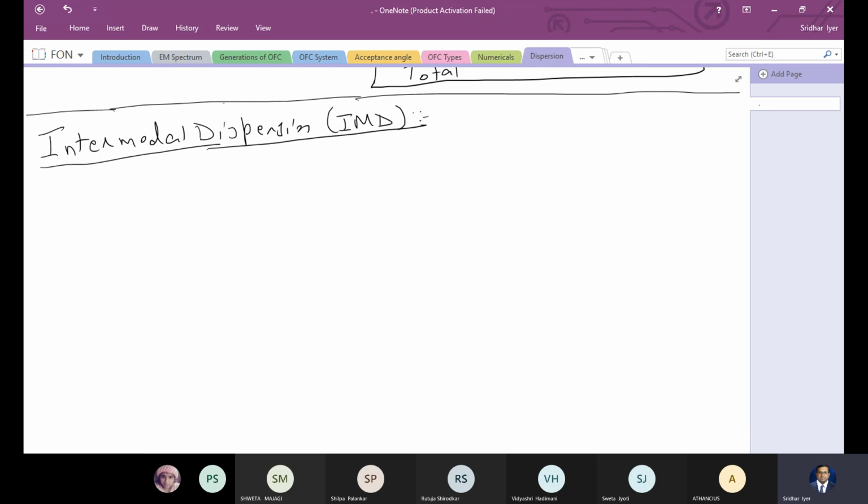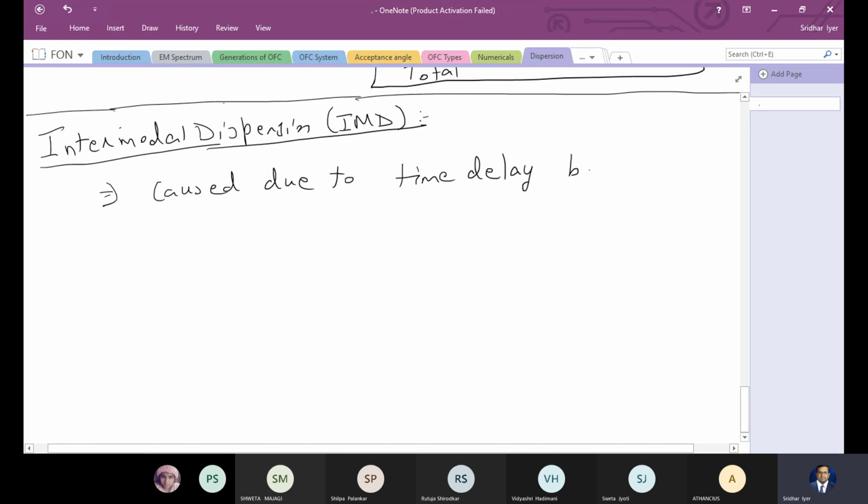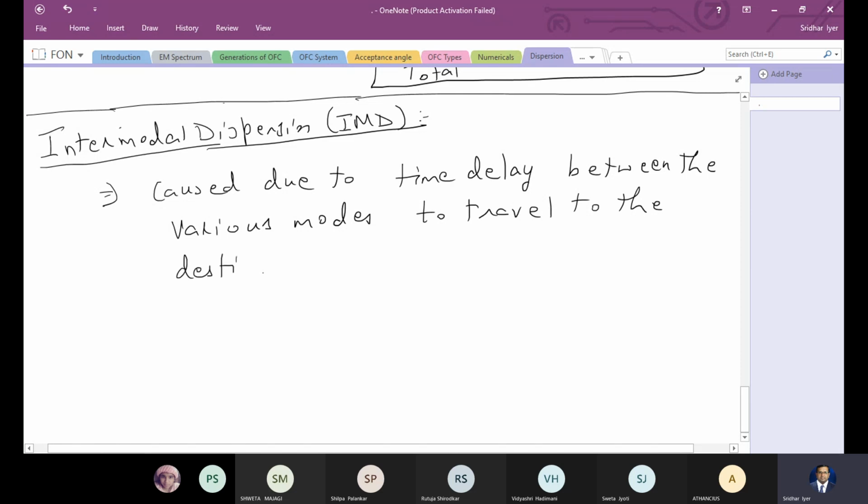Okay. So let's first understand why this dispersion occurs. So I'll just mention quickly the important points. So this dispersion is caused due to time delay between the various modes to travel to the destination point.